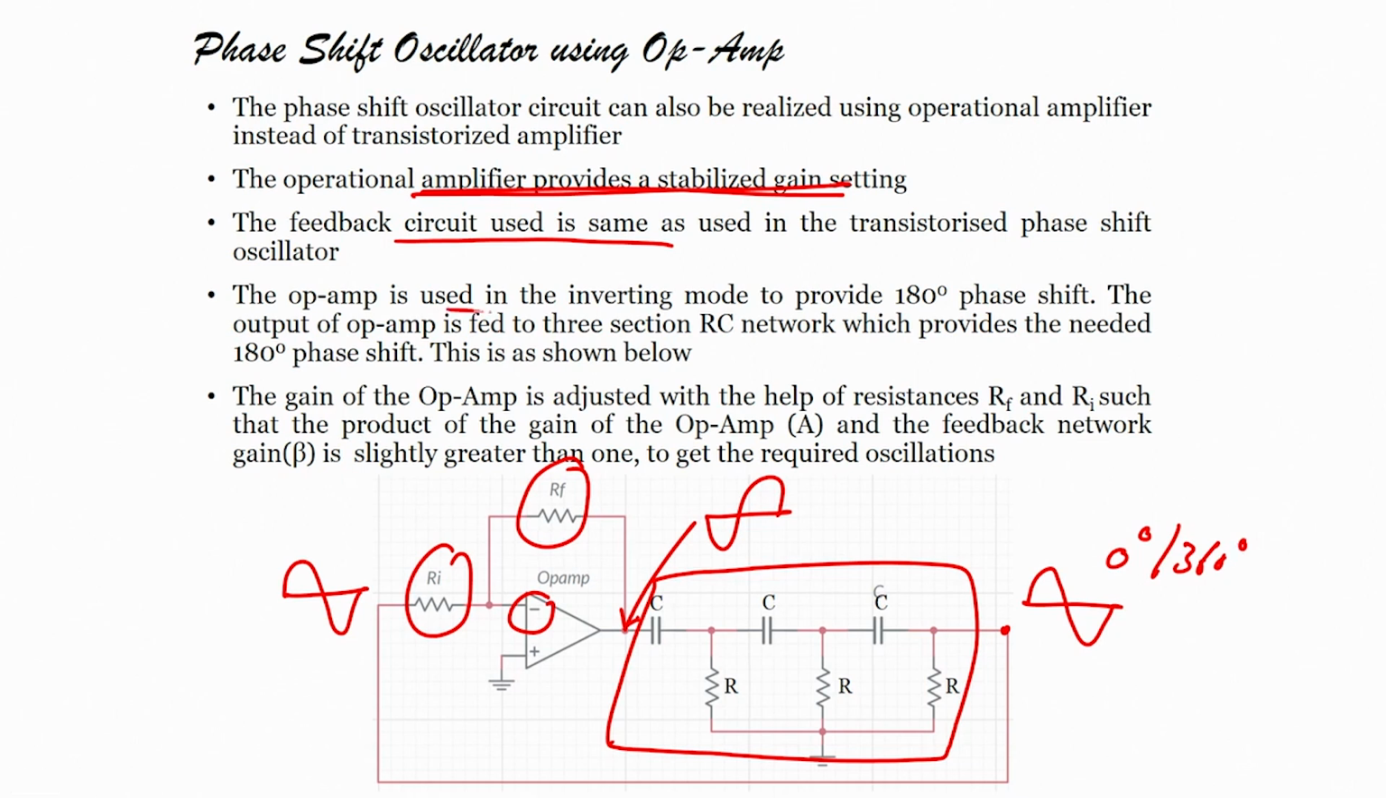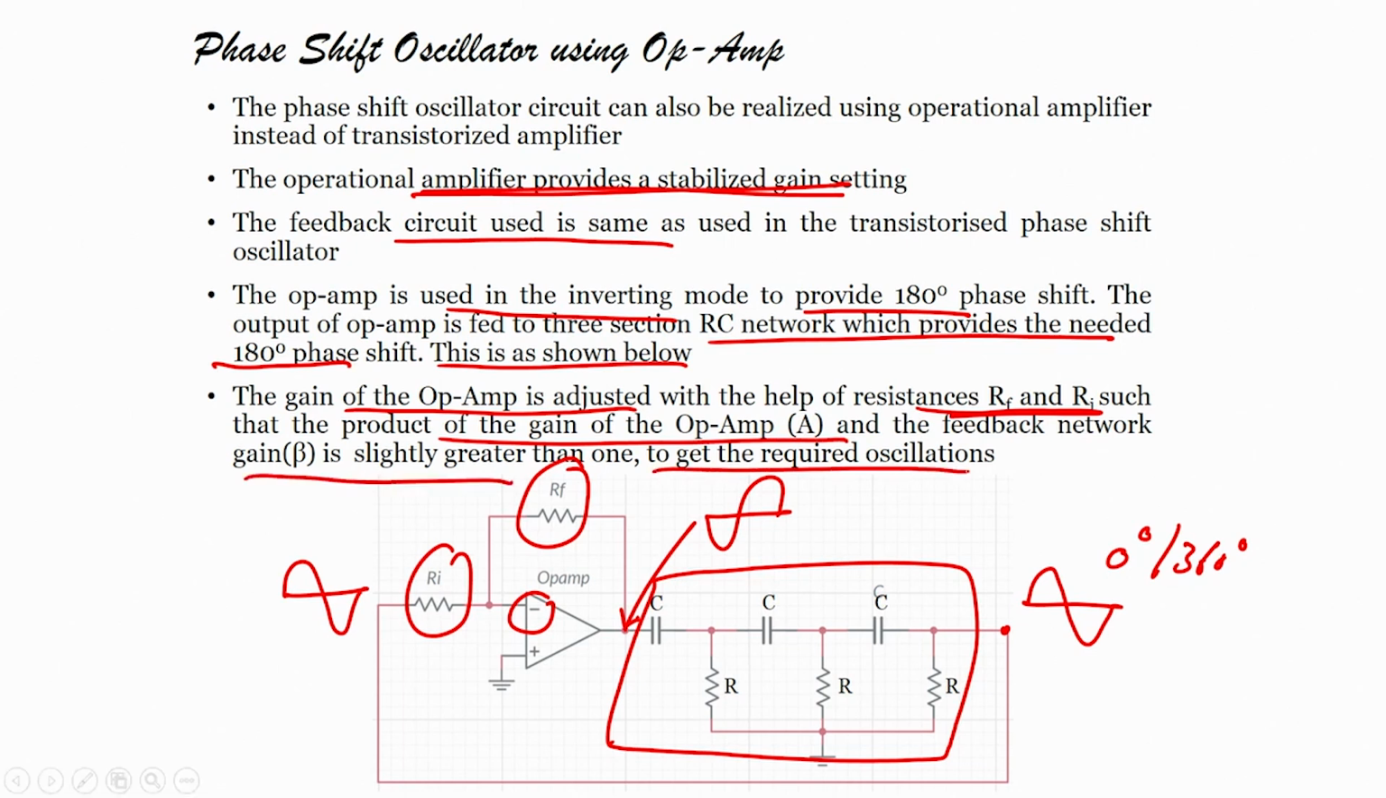The op amp is used in inverting mode, providing 180 degrees. The RC network provides 180 degrees phase shift. This is shown in the figure. The gain of the op amp is adjusted with the help of resistors RF and RI, such that the product of the gain of the op amp and the feedback network is slightly greater than 1 to get the required oscillations.